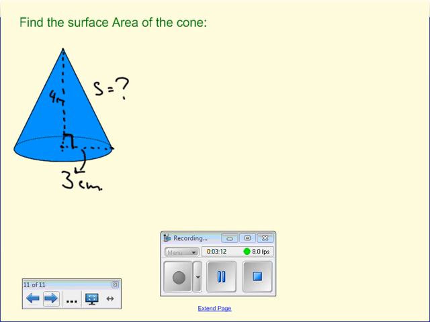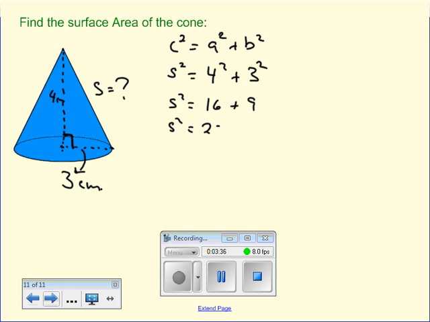So the Pythagorean theorem, I have c squared is equal to a squared plus b squared. C in this case is actually my slant height squared. A is 4 squared. B is 3 squared. So S squared is equal to 16 plus 9. S squared is equal to 25. Square root both sides. So I have S is equal to 5. So my slant height is now 5.